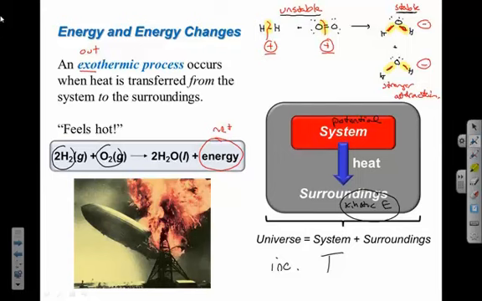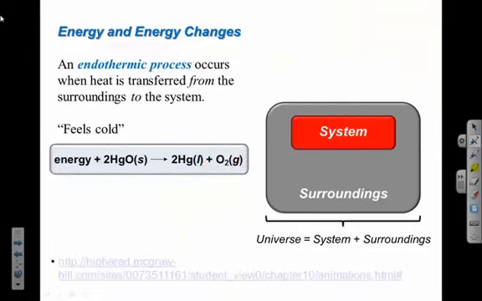Because burning is a release of potential energy that was present in the fuel, and when the electrons are rearranged and made more stable, that energy is released in the form of heat into the surroundings. So exothermic gives a temperature increase. The opposite would be endothermic.